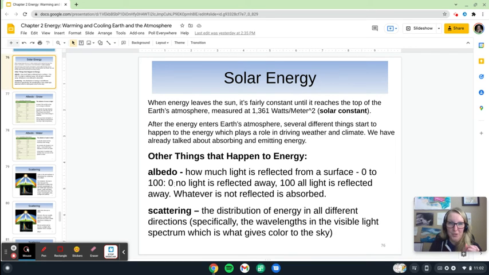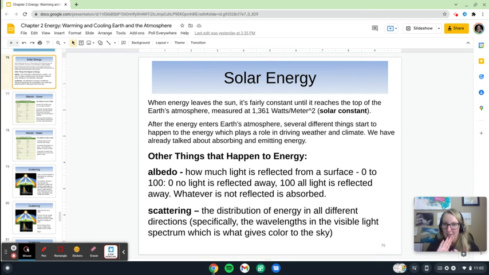And it goes from 0 to, it's supposed to be, 0 to 100, yes. 0 means no light is reflected. That means all the energy that hits it is absorbed. And 100 means all the light is reflected away. So that means there would be no absorption, no temperature change. Can you think of a surface, and we're thinking about this as far as the surface of the Earth, right?